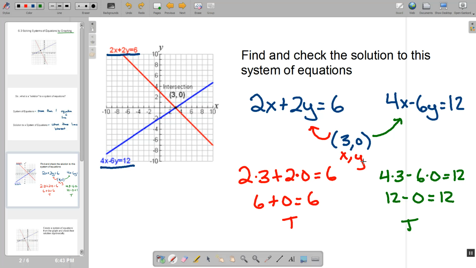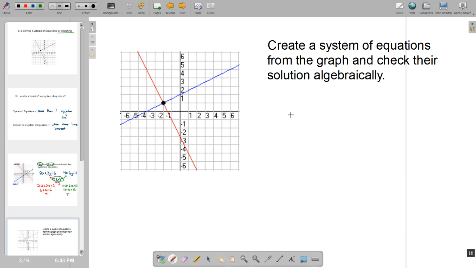And that means that not only is this the correct solution, so we found the answer, down here we proved that it worked for both, so we were able to check our answer. So we found the answer and we checked our answer. Therefore, we're done. So now let's go back and look at the graph that we had right at the beginning of this video. And it says create a system of equations from the graph and then check their solution algebraically.